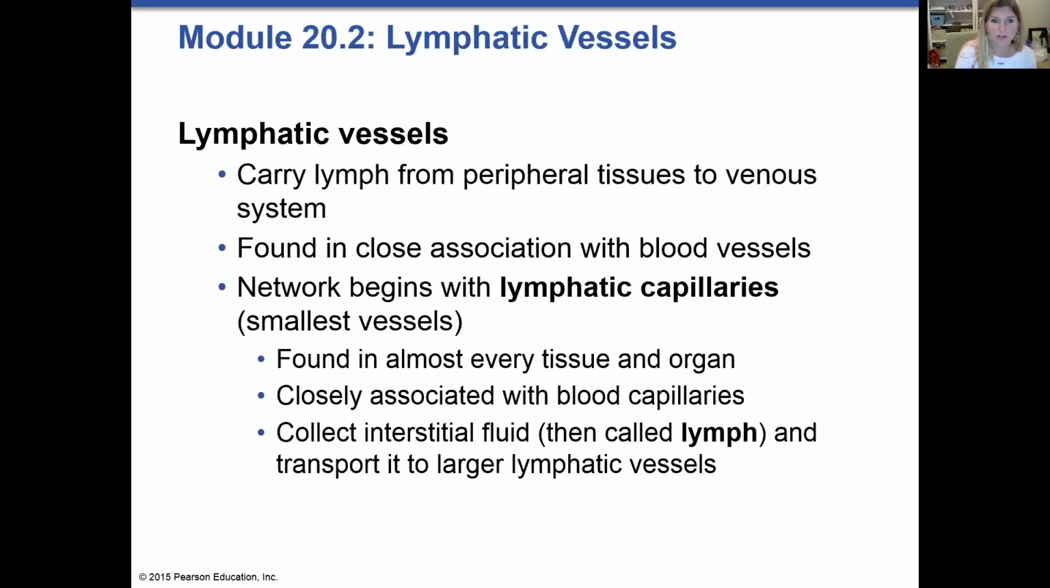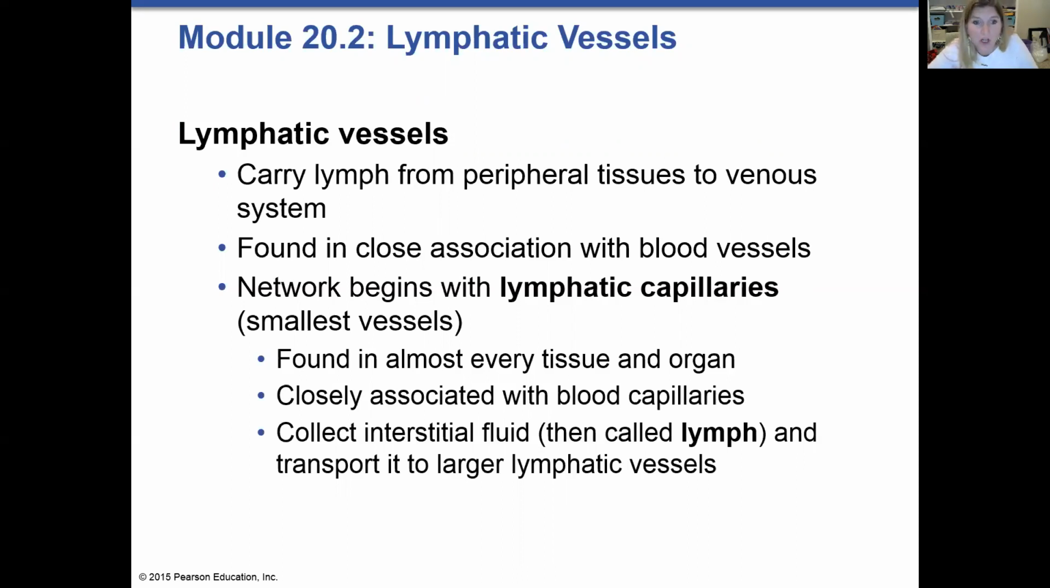So these are carrying the lymph from the peripheral tissues back into the venous system. So all of the extra fluid that was not taken in by the capillaries on the venule side for reabsorption, this fluid, I should say, is going to be sucked up in the lymph and dumped right back into the venous system right near the heart. Lymphatic vessels tend to be very closely associated with our blood vessels. So you'll have a vein, an artery, and a lymphatic vessel all right next to each other within the body.